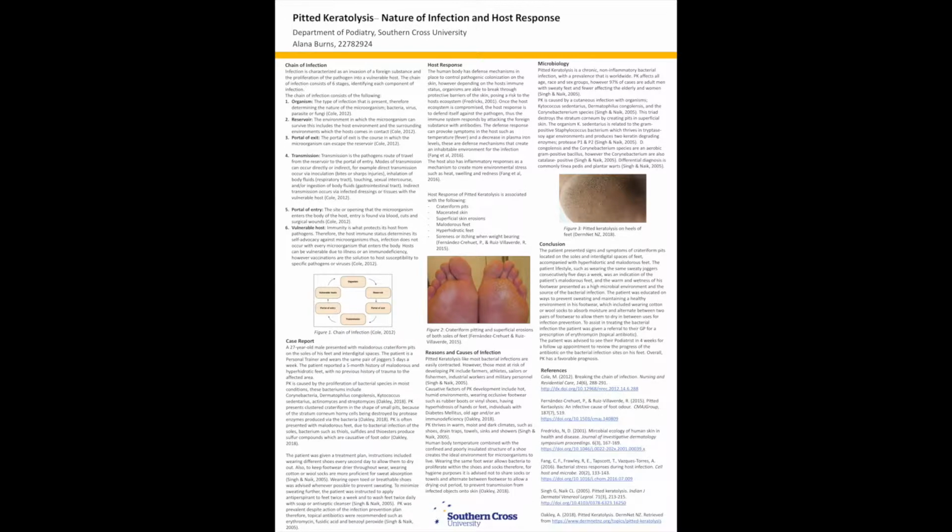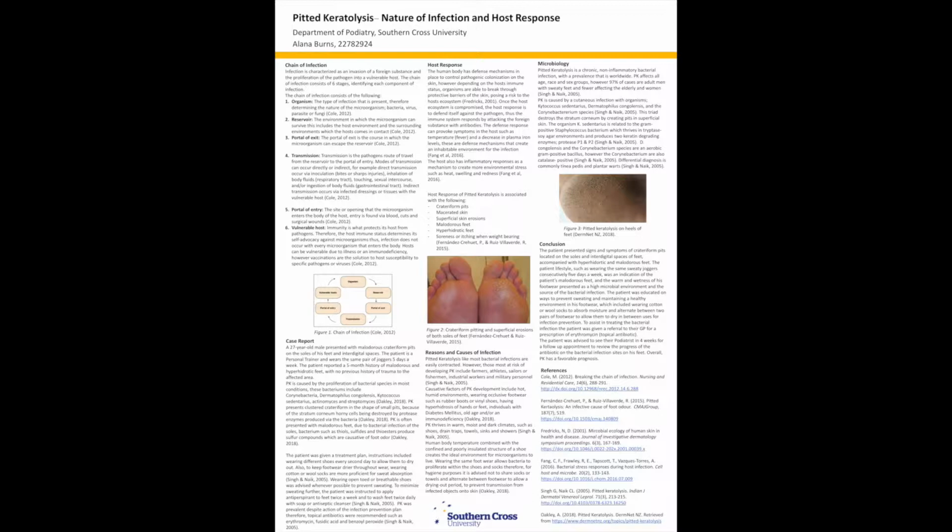The organism K. sedentarius is related to the gram-positive Staphylococcus bacterium, which thrives in tryptic soy agar environments and produces two keratin-degrading enzymes, protease P1 and P2. D. congolensis and the Corynebacterium species are aerobic gram-positive bacilli. However, the Corynebacterium are also catalase positive. Differential diagnosis is commonly tinea pedis and plantar warts.